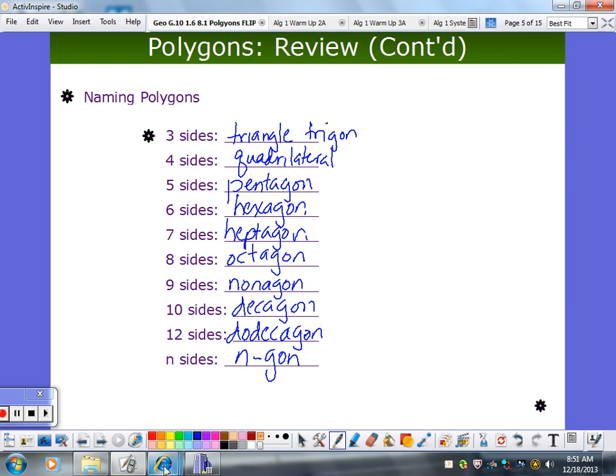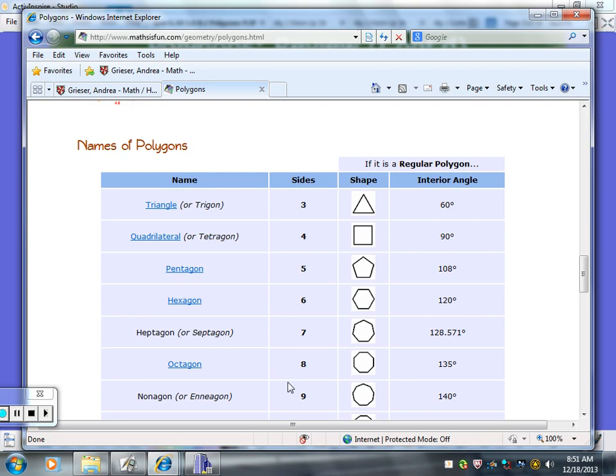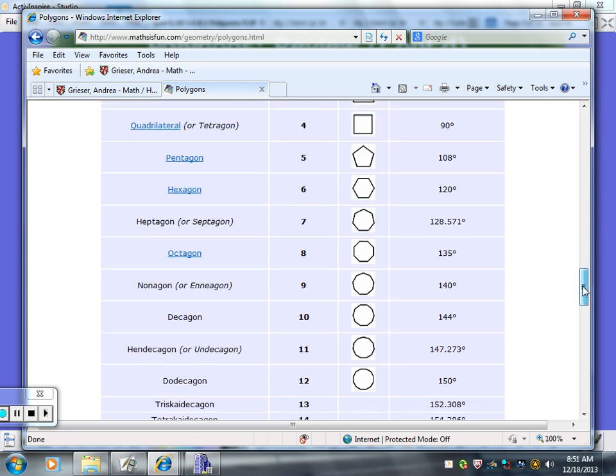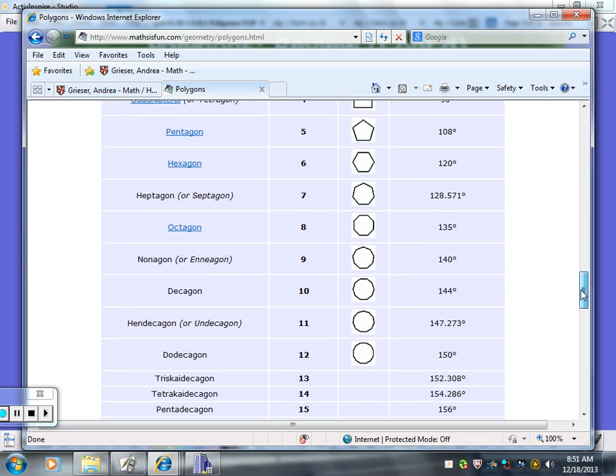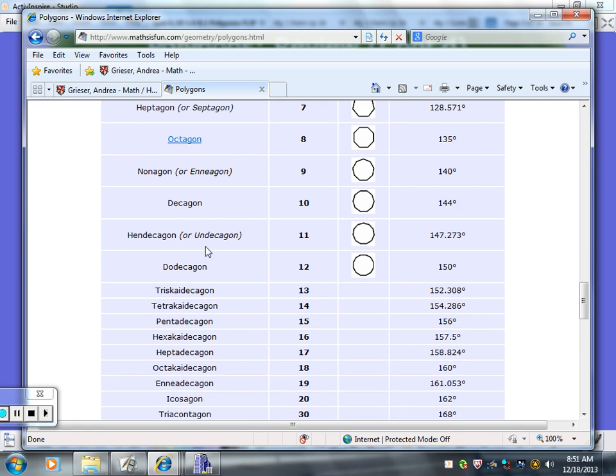Now, I found this website. So there's quadrilateral and tetragon. That's the other name for it. So pentagon, hexagon, yeah, boring. What is that? The pendecagon. Pendecagon, 11 sides. Triskaidecagon. That's like triskaidecaphobia. Did you ever hear that? Triskaidecaphobia, if you're afraid of the number 13?